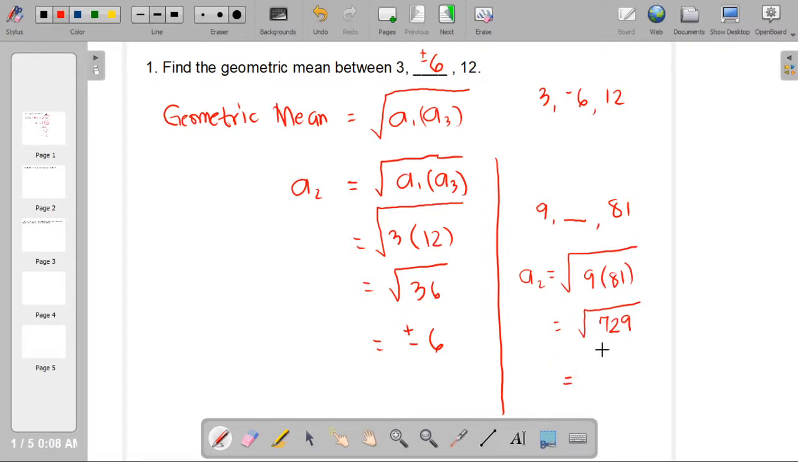The square root of 729 is actually positive or negative, sorry, positive or negative 27. So your geometric mean here is positive or negative 27. So I hope nasabtan ra na siya maayo na example, no? So if you want to find the geometric mean, all you have to do is to multiply the given terms, and then after that you're gonna extract the square root of the product.